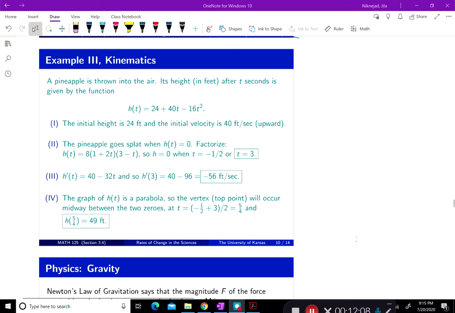There is another way of finding 5/4. Because the height is a parabola, the time that it reaches the maximum is exactly the midpoint of the 2 roots of the parabola. So if you averaged those 2 out, you would still get the time 5/4.